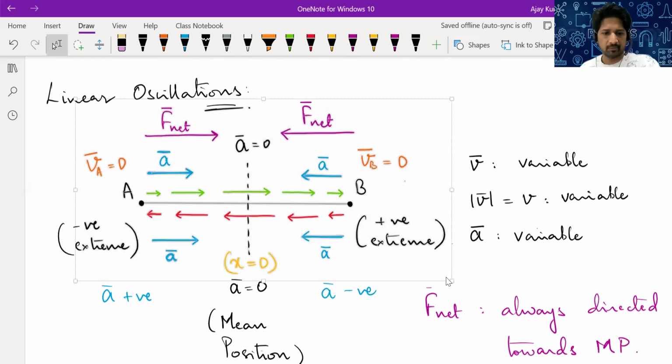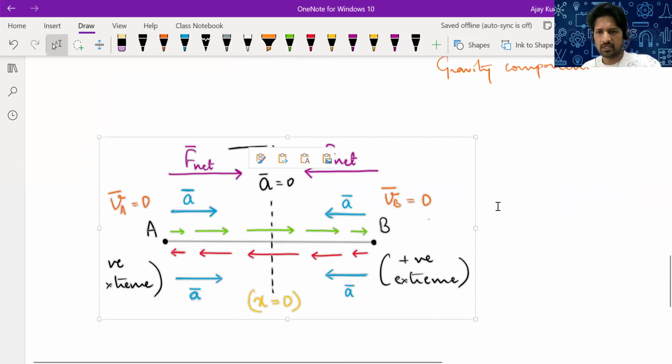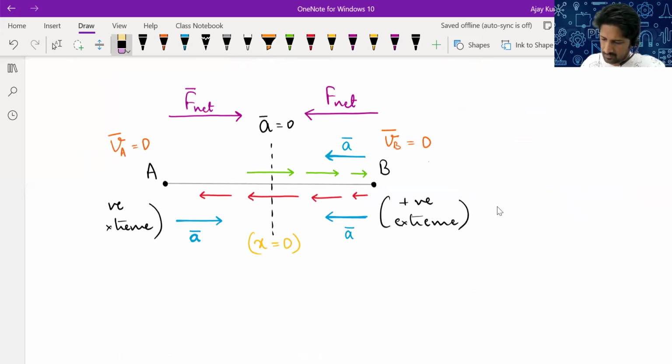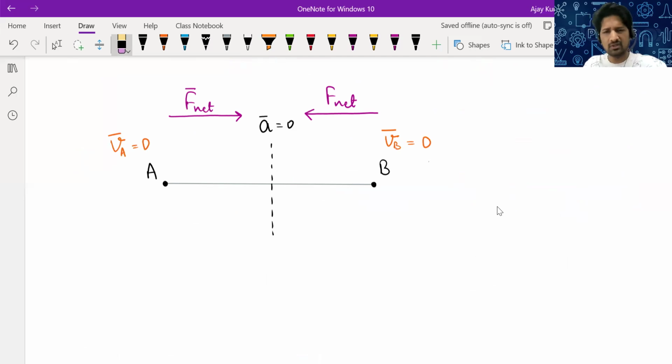Let's copy this diagram. This is also a general characteristic of simple harmonic motion, irrespective of what position exactly is the mean position. So it doesn't matter. It doesn't have to be x is equal to 0. Let it be any value. Okay.